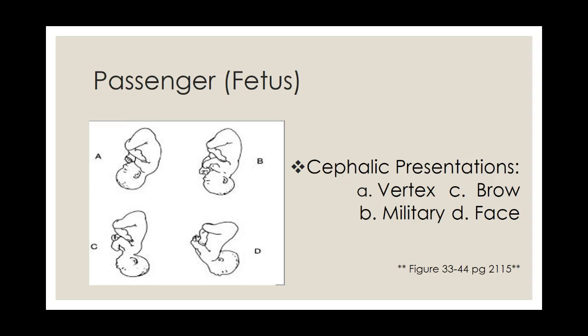B is a military presentation. And in this presentation, the baby has no flexion or extension of the head, and the occipitofrontal diameter is presenting, which means the very top of the head. In letter C, this is the brow presentation, and in this presentation, the fetal head is partially extended, and the largest anterior posterior diameter is presenting into the pelvis. The sinciput is the presenting part if you have a brow presentation.